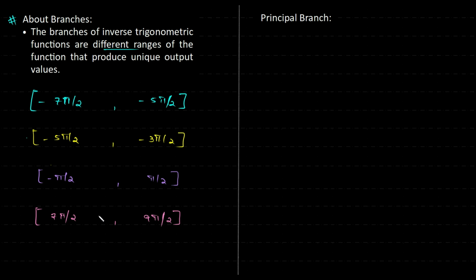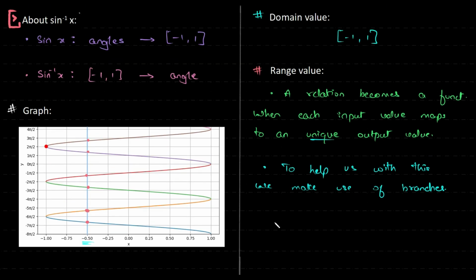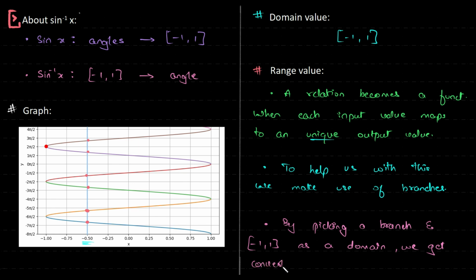So by picking the domain to be whatever it is and one of the branches, we can convert the sine inverse of x into a function by picking a branch and of course -1 to 1 as a domain, sorry, range actually, no, this is domain. These are your ranges, right? We get to convert sine inverse of x into a function. That's the whole idea of a branch.